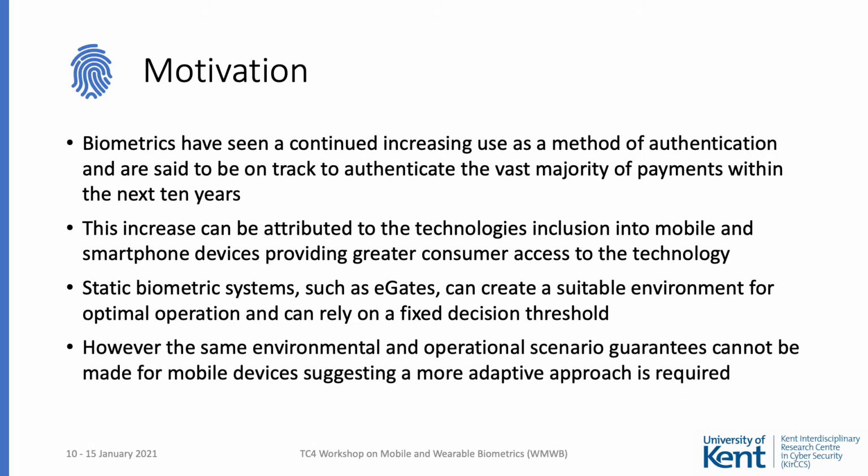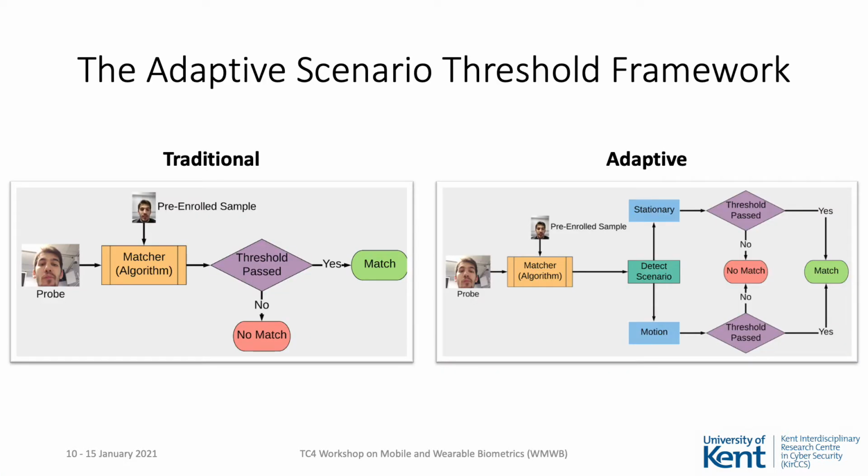However, the same environmental and operational scenario guarantees cannot be made for mobile devices, suggesting a more adaptive approach is required. Previous work and a trial analysis presented in our paper suggested the need for an adaptive approach. Here we present our adaptive scenario threshold framework.